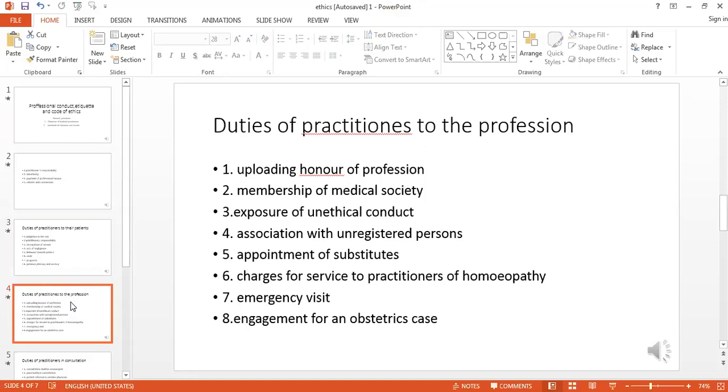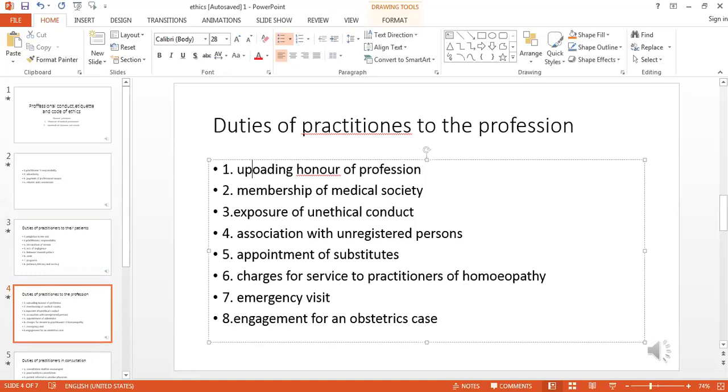Next, duties of the practitioner to the profession. As we have seen the duties of the practitioner with the patient, he also has certain duties with the profession. So the first one is upholding. It is not uploading, it is upholding. Upholding honor of profession. A practitioner of homeopathy shall at all times uphold the dignity and honor of his profession.